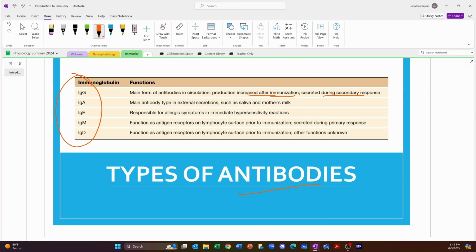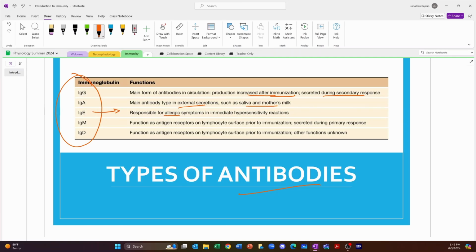IgA, external secretions. This is in your saliva and breast milk. This is the way antibodies go from the mother to the baby, IgA, through the breast milk. Saliva in humans, we've kind of lost this trait, but in animals, that's why animals lick their wounds, because they've got IgA in the saliva, and they're giving themselves antibiotics, essentially, to the wounds. That's why they lick their wounds. Okay? We've lost it because we take care of ourselves with medicine now.